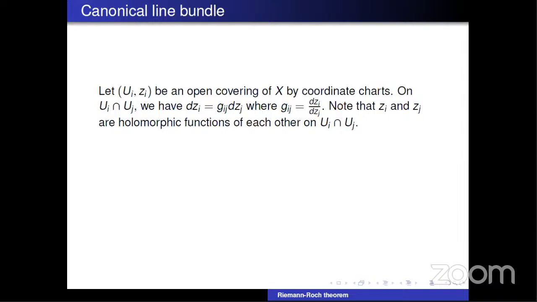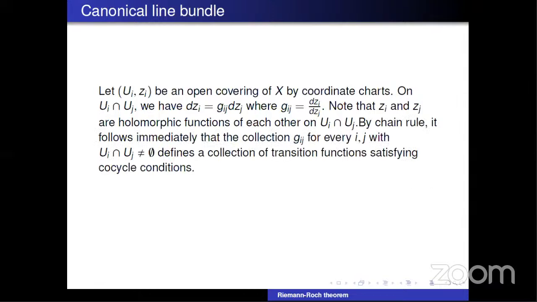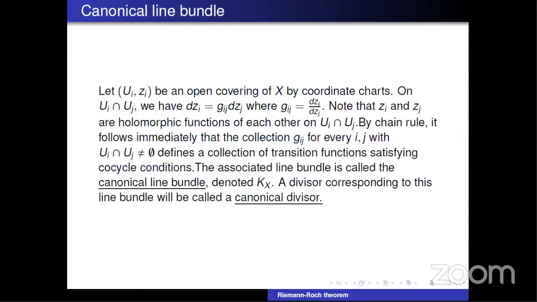Note that zi and zj are holomorphic functions of each other on Ui intersection Uj. Now by the chain rule, it follows immediately that the collection gij, for every i, j with Ui intersection Uj non-empty, defines a collection of transition functions satisfying the cocycle conditions. This is just a consequence of the chain rule. Now the associated line bundle is called the canonical line bundle, denoted KX. And a divisor corresponding to this line bundle will be called a canonical divisor.